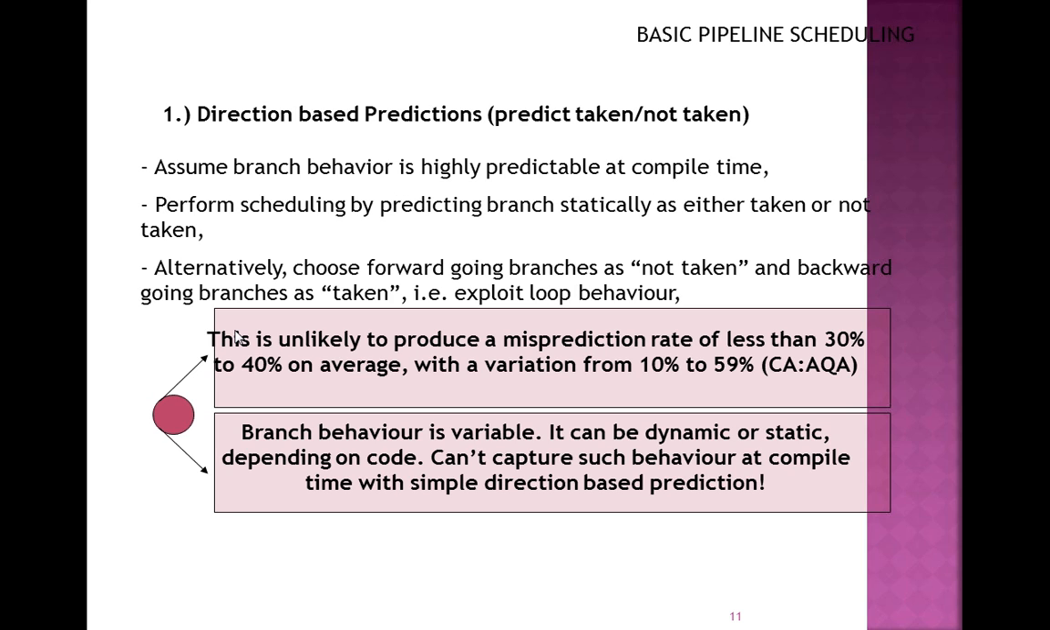Now, what is direction based? How can we assume branch behavior is highly predictable at compile time? Perform scheduling by predicting the branch statically as either taken or not taken. That is, we assume that scheduling is done statically, as either taken or not taken, assuming the branch behavior is predictable at compile time. Alternatively, use forward-going branches as not taken, and backward-going branches as taken. That is, exploit the loop behavior.